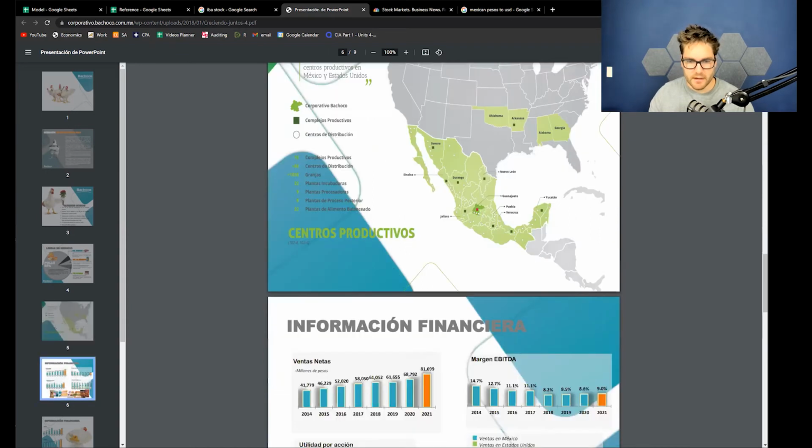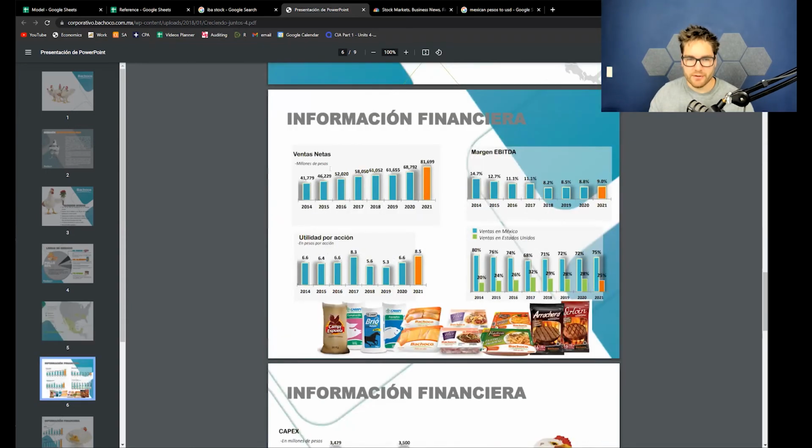Okay, and looking over here, these are their sales. So their net sales are actually growing, and these are going to be in pesos. It says it right there, so it's not in dollars. But we do see, as an example, that the business has performed well every single year, growing its sales.